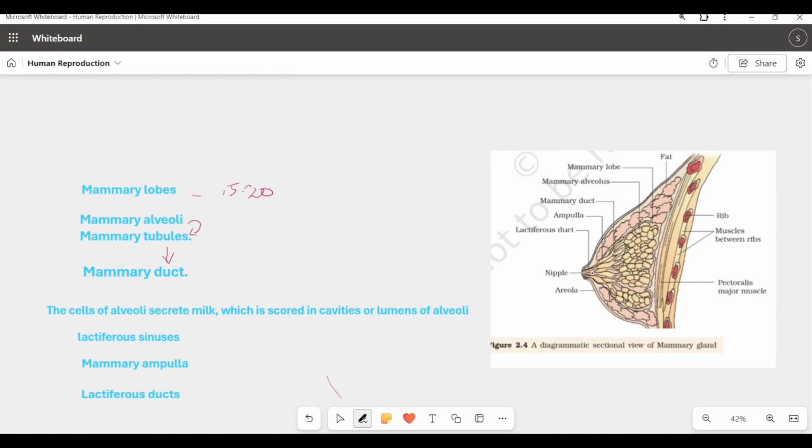Just below the nipples, you can see there are a few sinuses in this region which store the milk during lactation. Several mammary ducts together form the mammary ampulla. You can see many mammary ducts joined together to form the mammary ampulla, and this mammary ampulla is connected to the lactiferous duct. Just before the lactiferous duct, you can find the lactiferous sinuses where the milk is stored during lactation. So when the baby sucks, the milk is sucked out through the lactiferous duct.